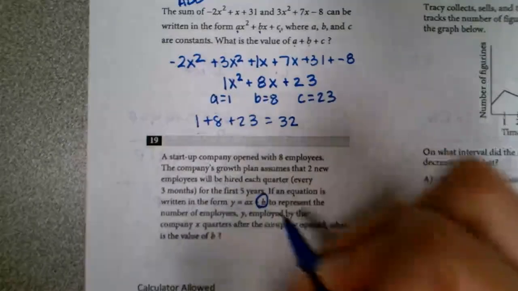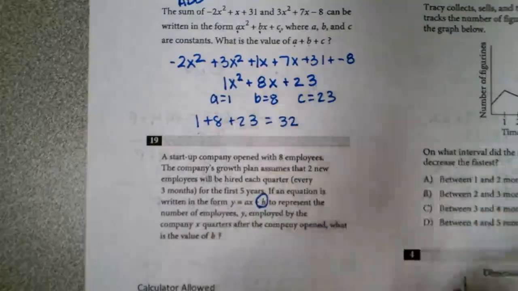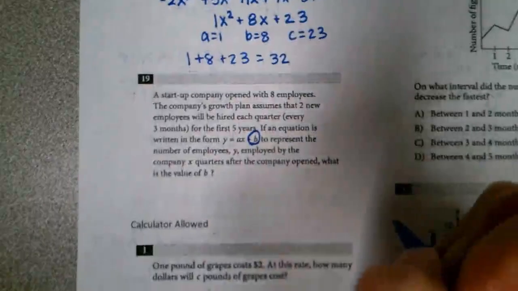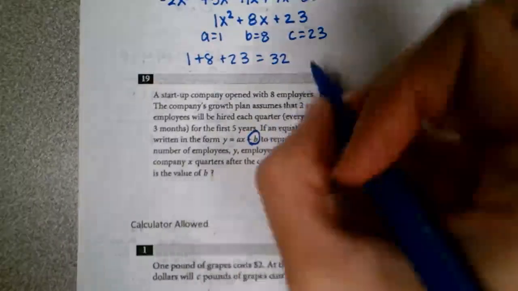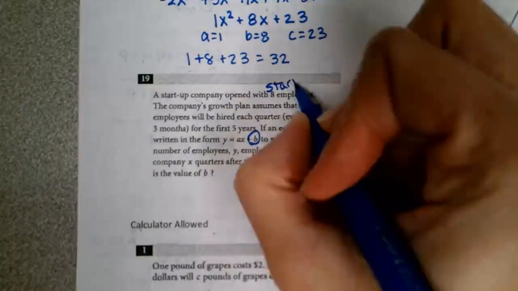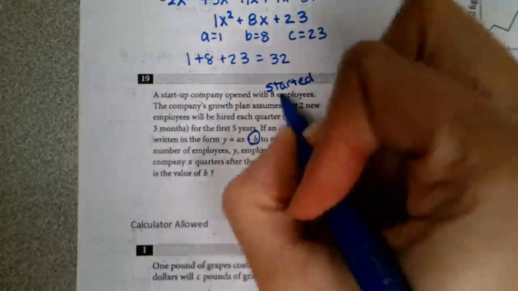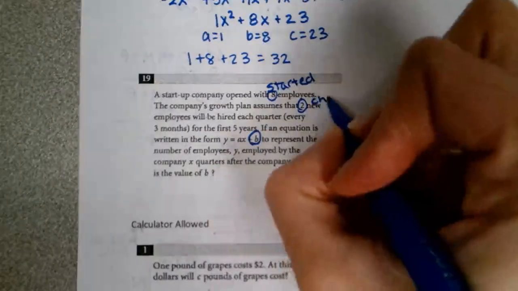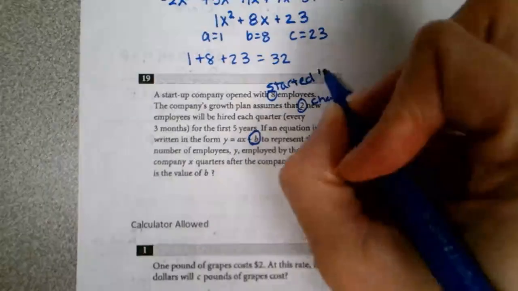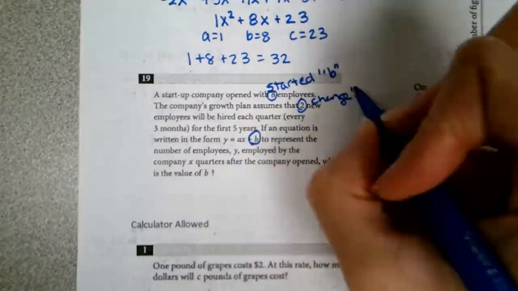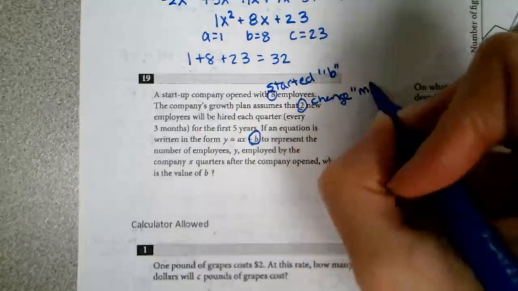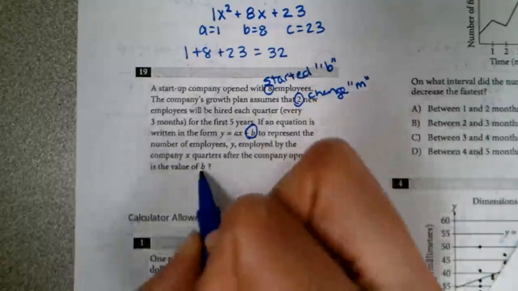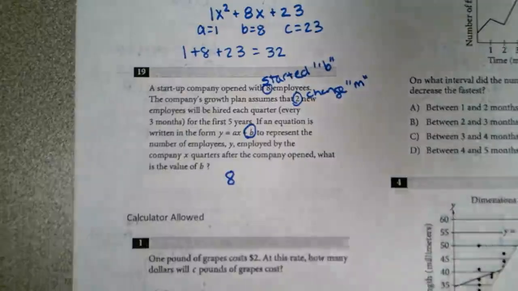So b is in the spot of the y-intercept. And the y-intercept means the starting value. So in this sentence, it says that we opened with 8. So that's where we started. The 2 is our change. So what I started with is b. What I'm changing is my slope, m. So what's the value of b? It would just be 8.